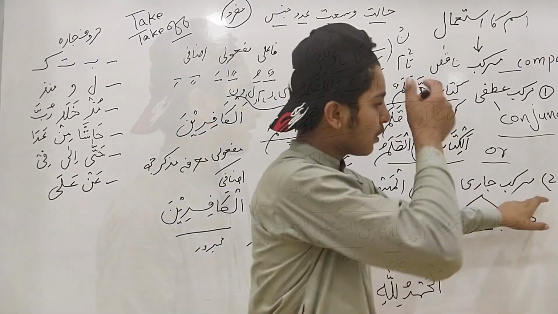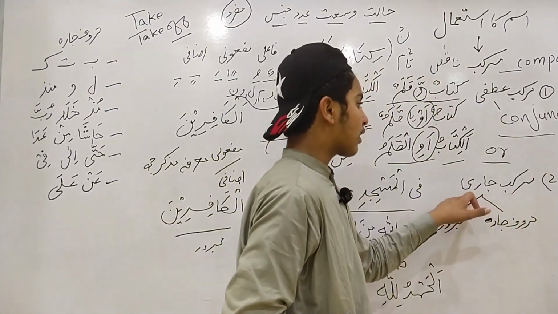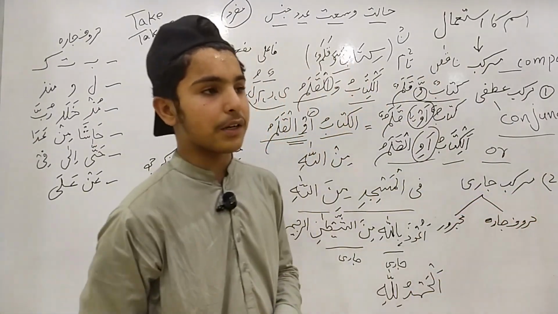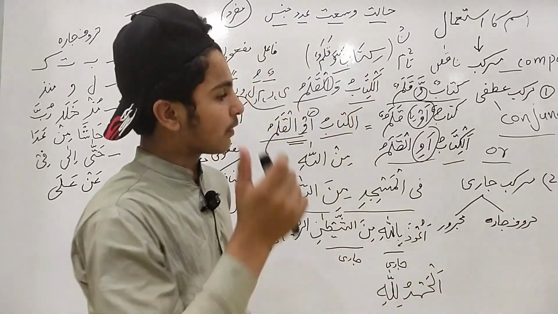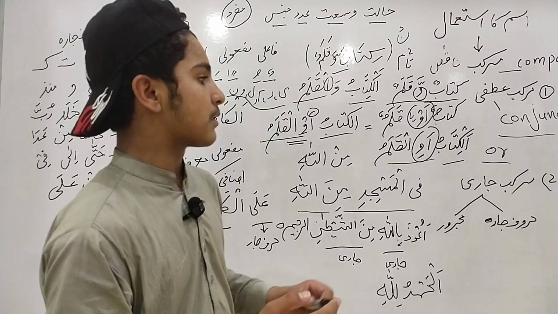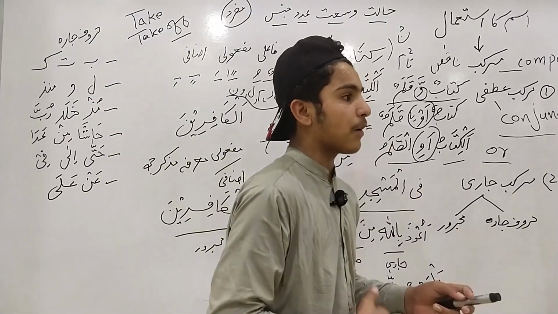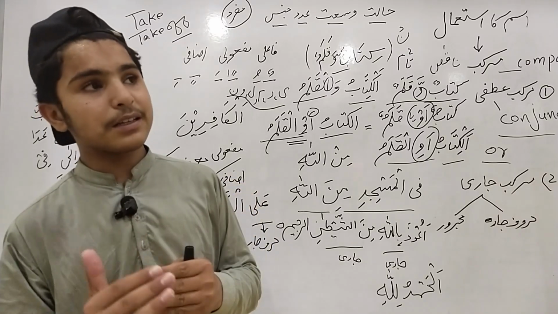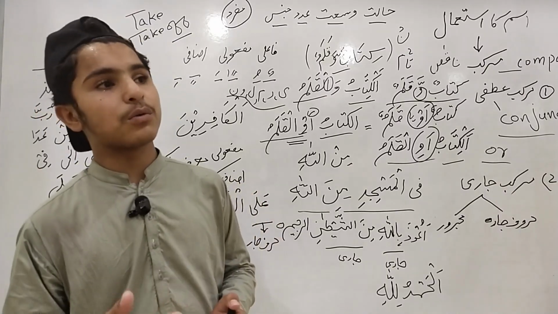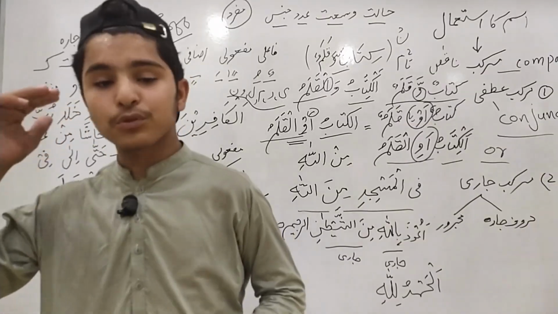Now we come to the second kind of Murakkab Naqis, which is Murakkab Jaari. Murakkab Jaari shows the continuing of a talk. In the Holy Quran, in most places the talk is in the form of continuity. The reason for this is that the sayings or orders of the Holy Quran from God are up to the doomsday.